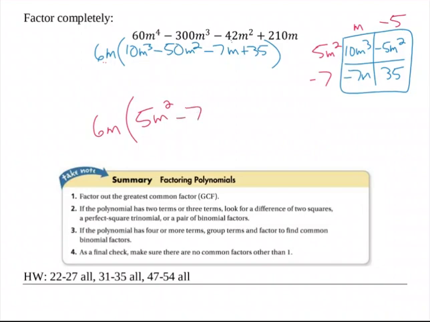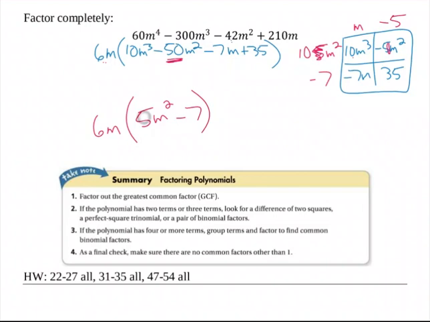minus 7, and then, wait a minute. Oh, I made my second mistake. This is a 50. I accidentally wrote 5 instead of 50. So that's going to change this GCF. This is actually 10 and 50. This is not 5 here. Sorry, guys. This is 10. So that's going to change my answer over here.